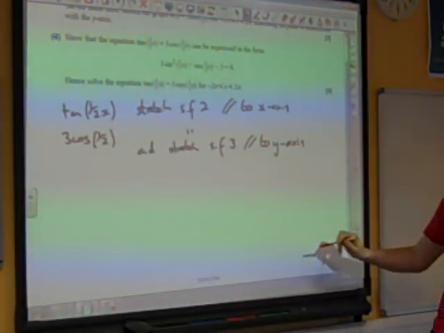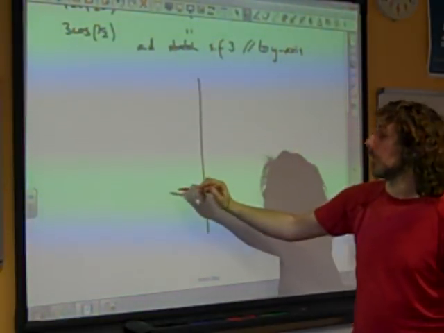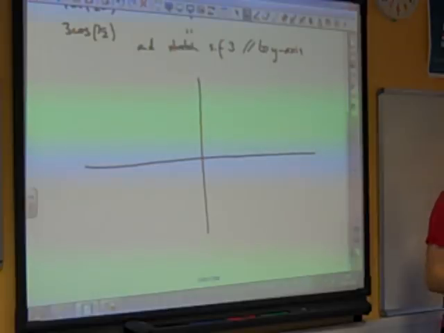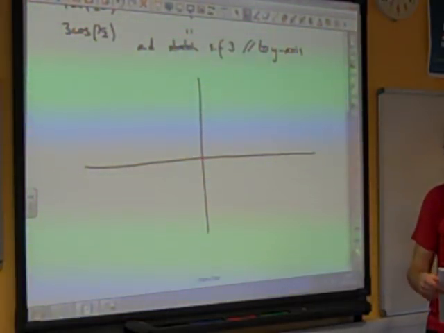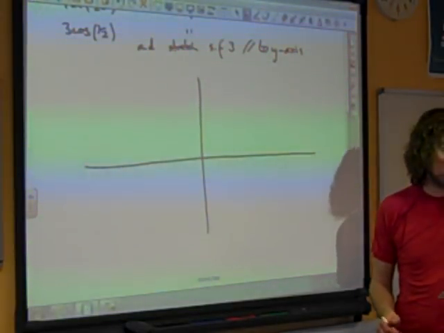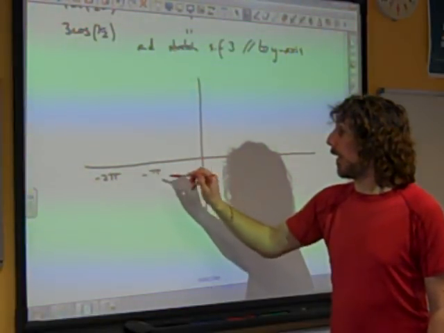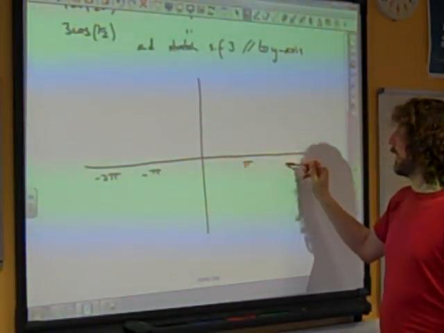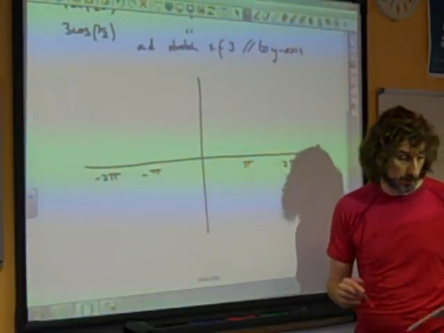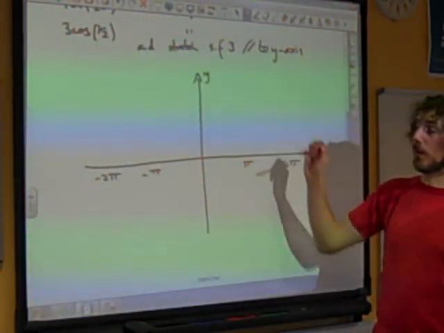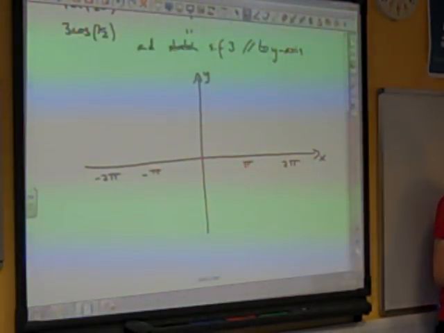So I'm going to start with the tan graph. In the answer booklet, you were given axes that looked a bit like that, and they did really kindly have marked on them minus 2 pi, minus pi, pi and 2 pi. So they were already marked on the set of axes you were given in the answer booklet. There was nothing marked on the y-axis.